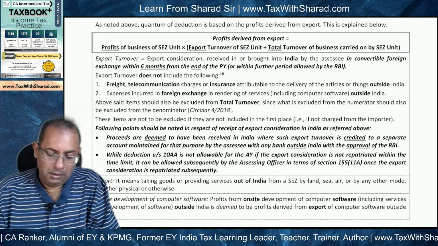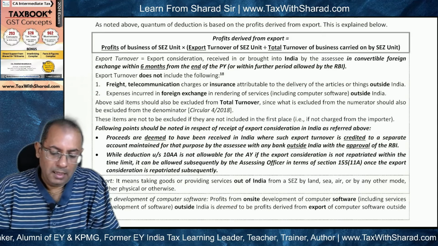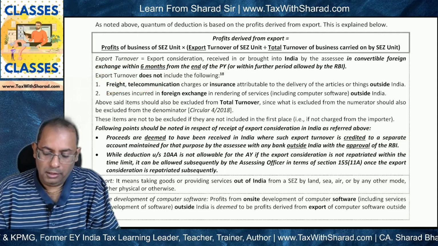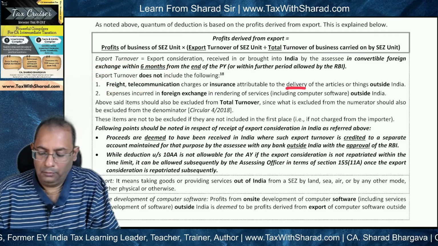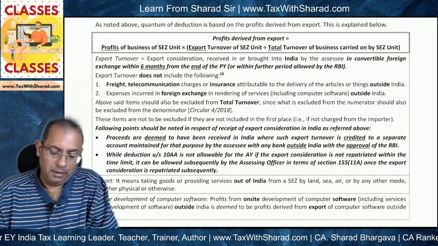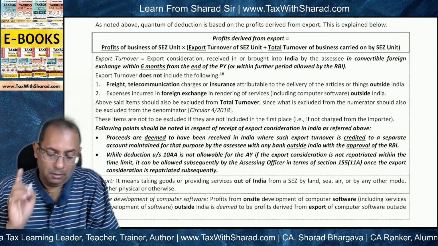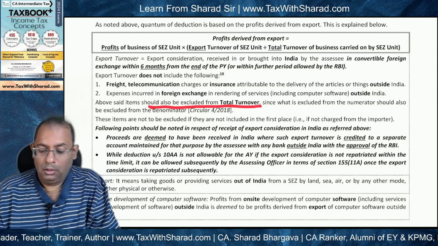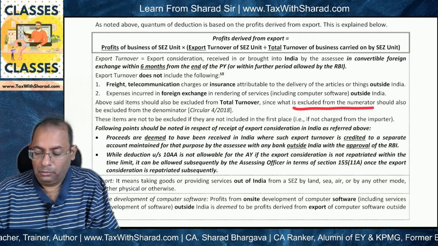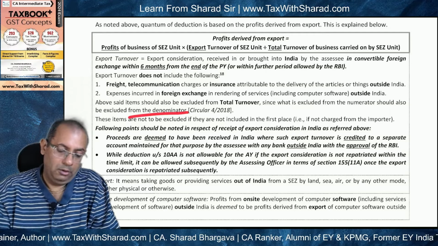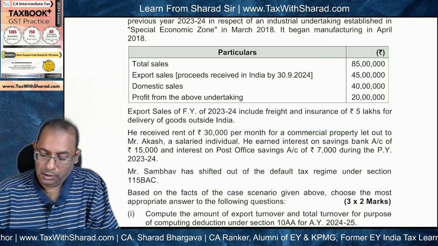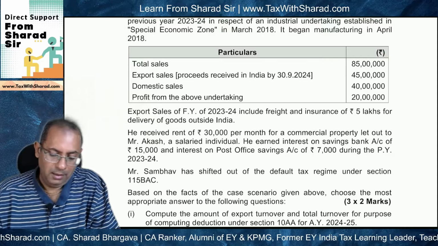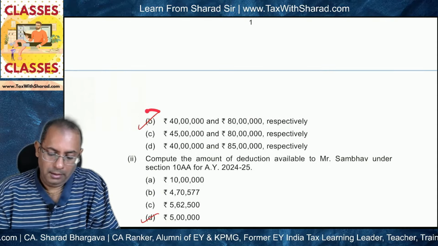See in TaxBook Plus, this is a provision for 10AA, and it says export turnover does not include freight, telecommunication charges, or insurance attributable to the delivery of the articles or things outside India. Okay, so export turnover does not include this, and this also needs to be excluded from total turnover. Why? Because what is excluded from the numerator should also be excluded from the denominator. So accordingly, in our question, this 5 lakh needs to be excluded from both 85 lakh and 45 lakh. So the answer will become what? 40 lakh and 80 lakh respectively.